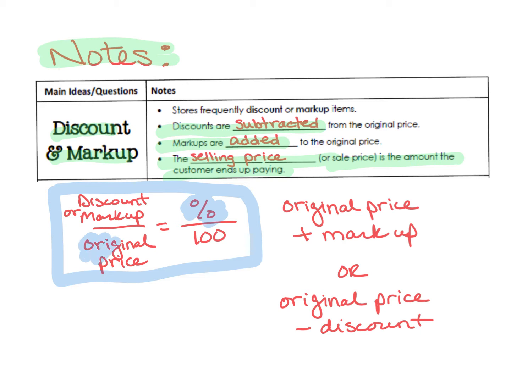We put the original price down on the bottom. And then our discount or markup is on the top. And again, 100 is what we normally do. So then if we're doing a markup, we take the original price plus the markup. Or we take that original price and we subtract the discount. Please make sure you read the questions carefully and see what they are asking for.